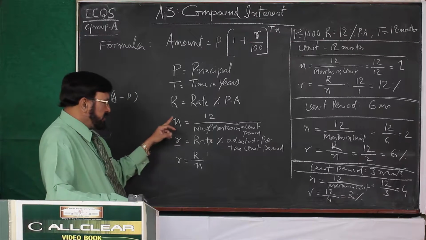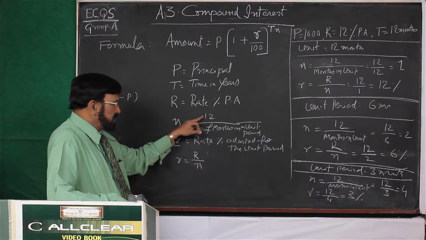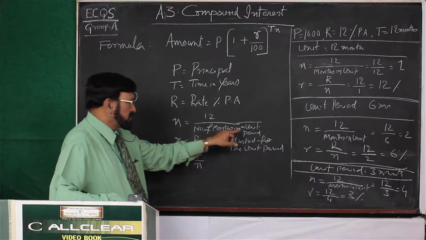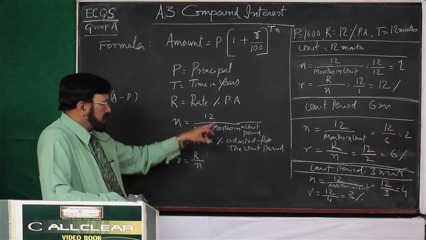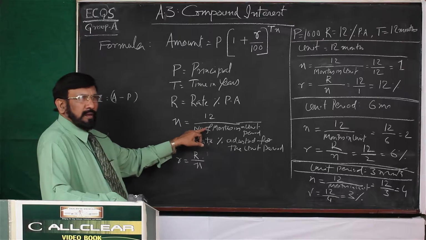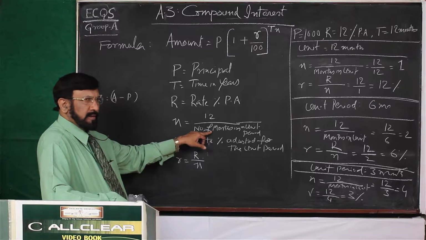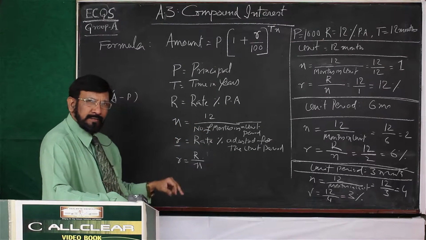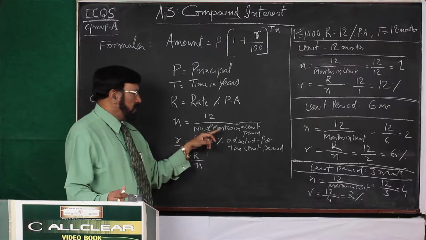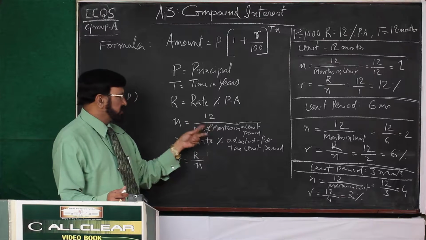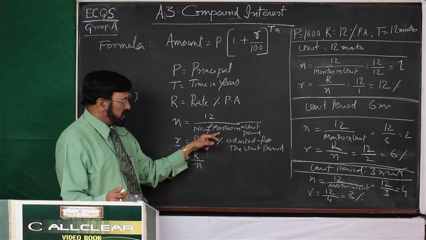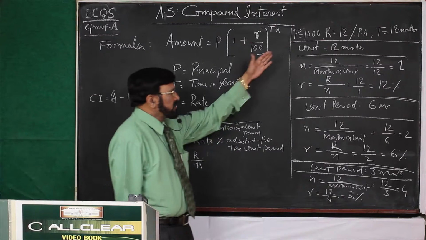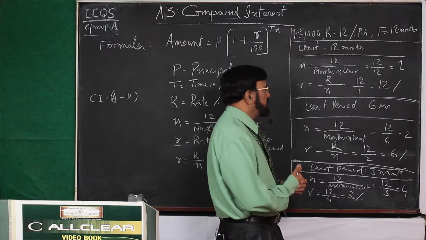Here n is the 12. 12 represents the months in the year, the number of months in a unit period. We are dividing it. Suppose unit period is 12 months, 12 by 12, then n is equal to 1. Unit period now is 6 months, 12 by 6, n is equal to 2. Unit period is 3 months, 12 by 3, 4. Now with reference to this example, you can better understand the concept.